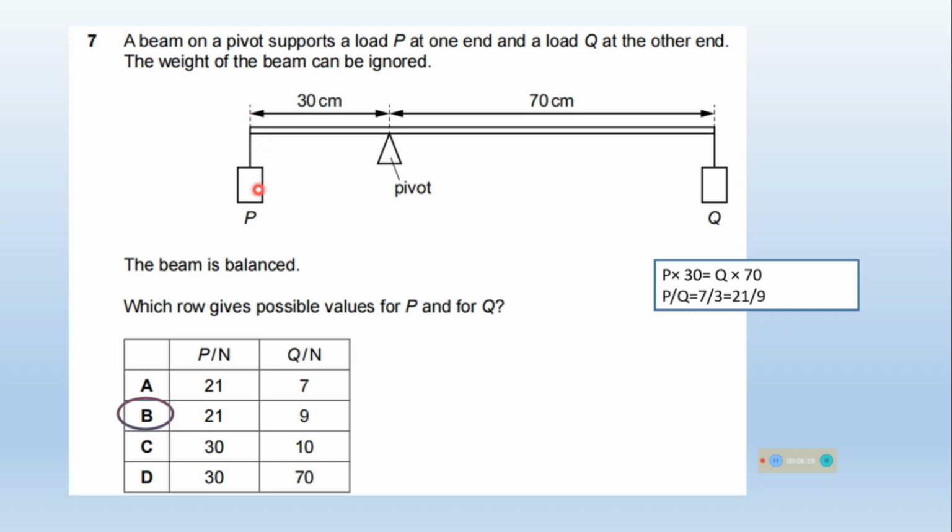Now P, force, multiplied by the perpendicular distance 30. This is the anti-clockwise moment, equal to Q multiplied by the perpendicular distance from the pivot 70. This is the clockwise moment, and they both are equal. So P by Q is equal to 7 by 3. So option B gives you the same ratio, 21 by 9.